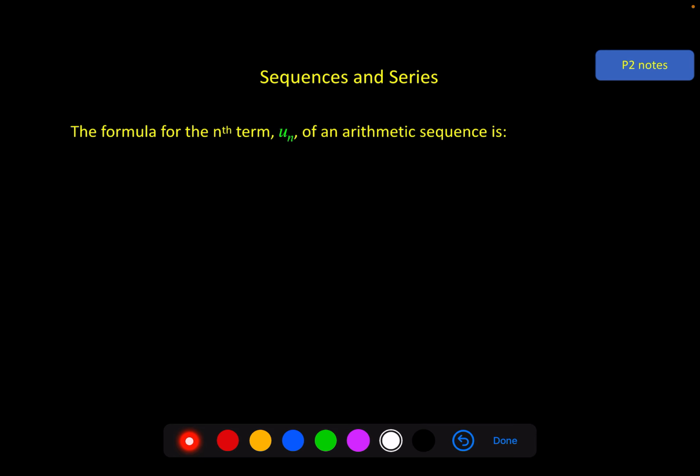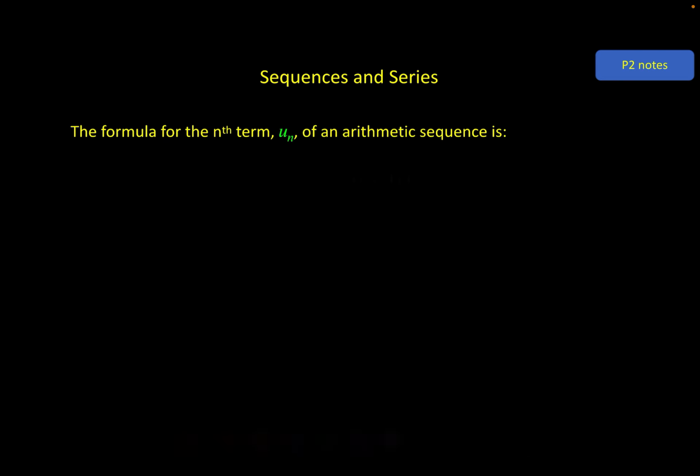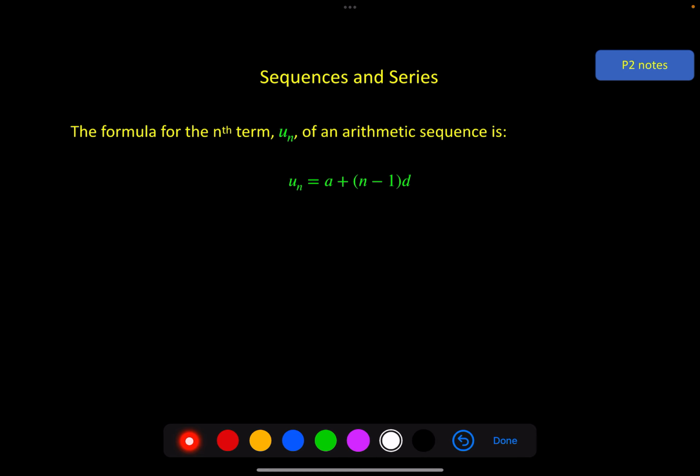The formula for the nth term, which I'm going to call U subscript n of an arithmetic sequence, is given here. I'm not going to explain it because this is something else you should have learned at GCSE or whatever equivalent qualification you did before this. You should be familiar with this. But very quickly again, the letters, A is still the first term in the sequence, D is still the common difference between the terms, and N here and here are the number of terms in the sequence, or the number of the term you're looking for.